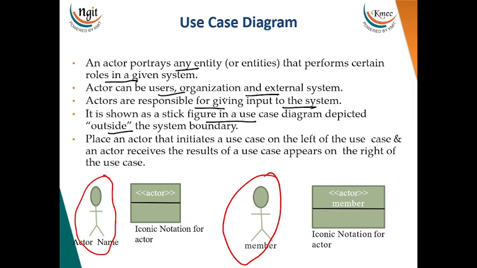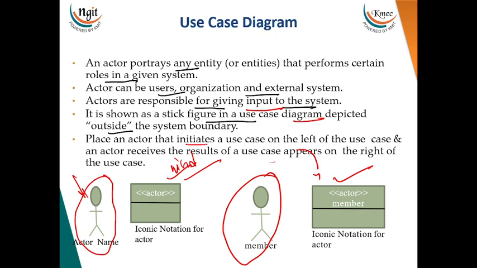An actor can be an organization or an external system. It is the iconic notation for an actor. Actors are responsible for giving input to the system. It is shown as a stick figure. In the use case diagram it is outside the system boundary. Okay, this is outside the system boundary. This is inside the system boundary. The inside member has its iconic notation, and an outside member is represented with this one. This is an inside member which is represented like this.